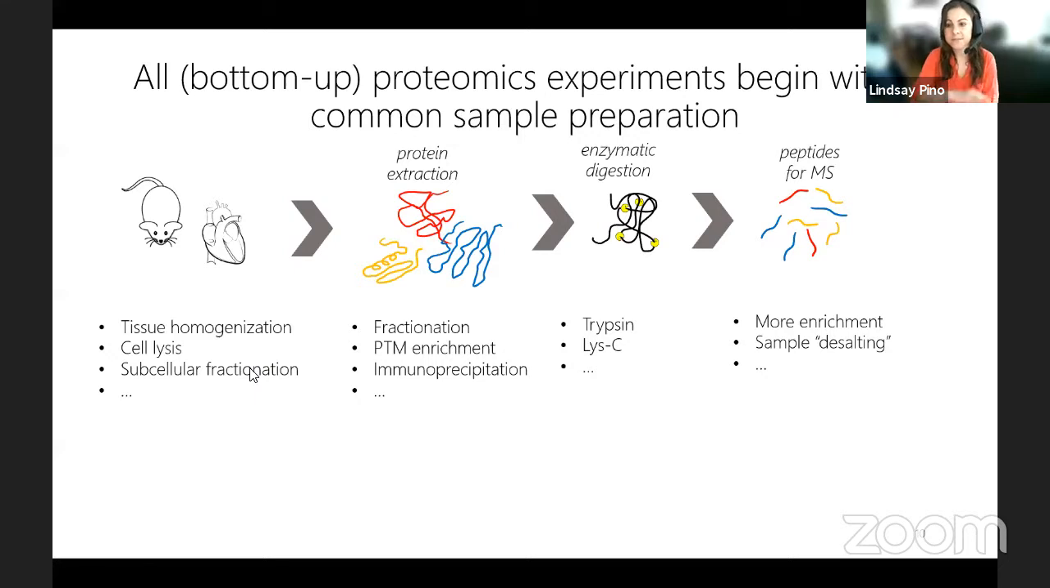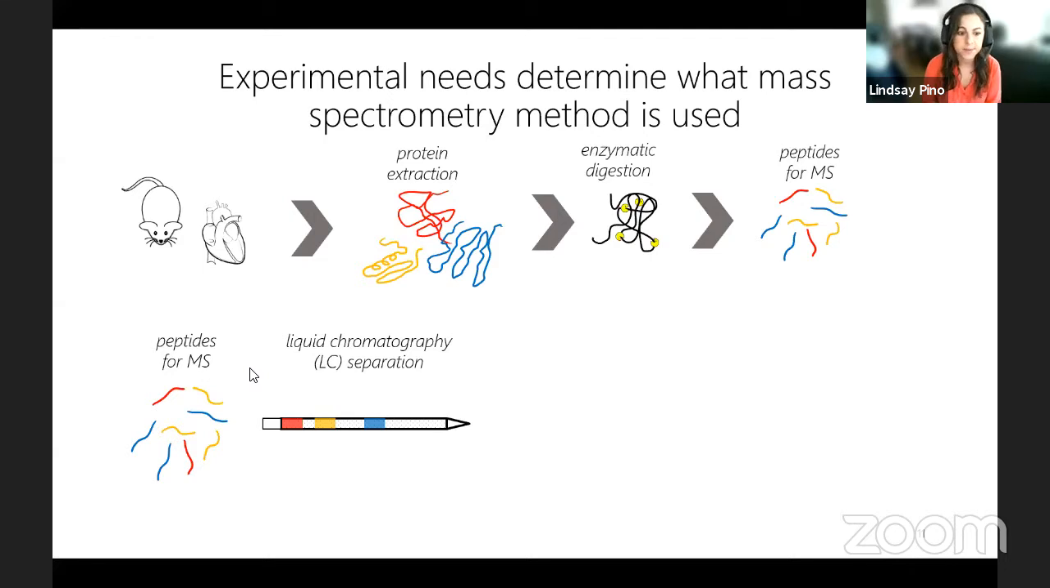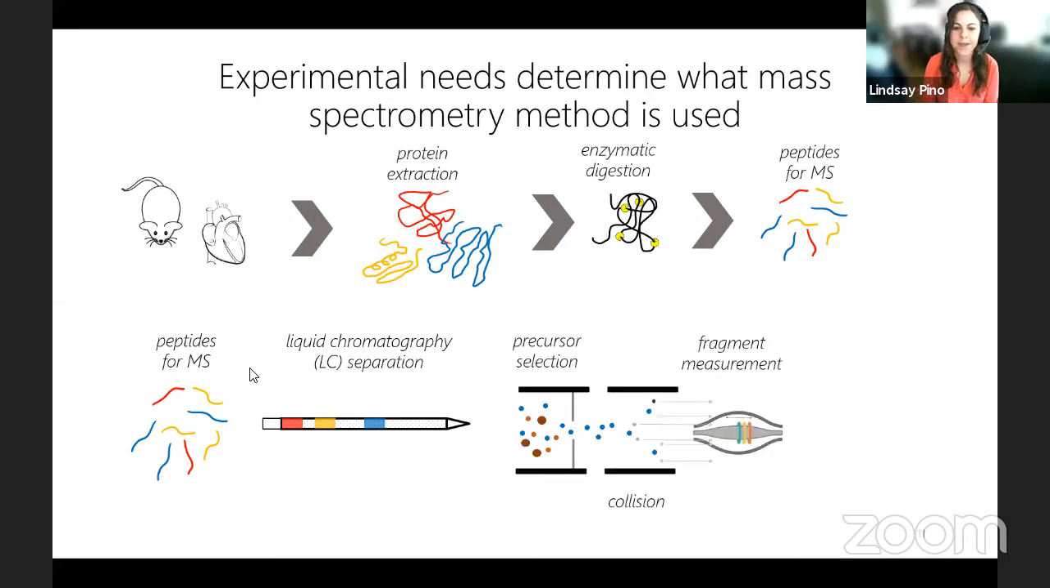mass spectrometer. Doesn't matter at this point if you were preparing to do a data-dependent acquisition, a shotgun acquisition, or if you were going to do a targeted mass spectrometry experiment. You have these peptides for mass spectrometry. Most mass spectrometry workflows are hyphenated with liquid chromatography to simplify the sample. So this is a part of mass spectrometry that sometimes in the community we don't talk about enough, but we're all highly dependent on this liquid chromatography step.